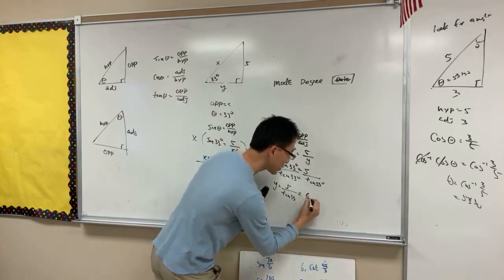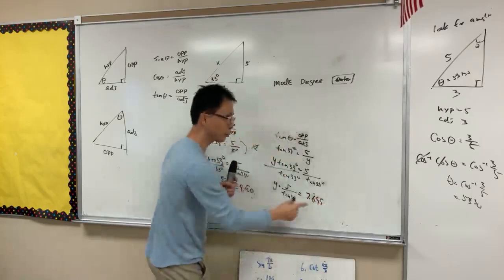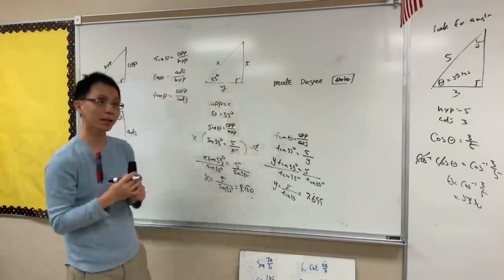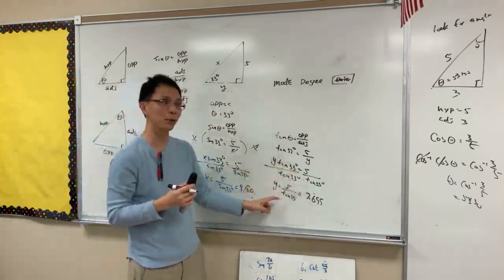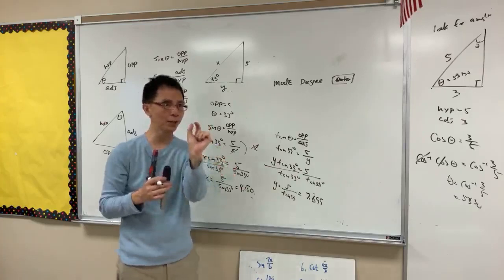7.699. And what's the digit after that? 3. So that's going to be 7.699. Now, if we use a Pythagorean identity, what do you get? 7.7. So the answer has a little bit of deviation.